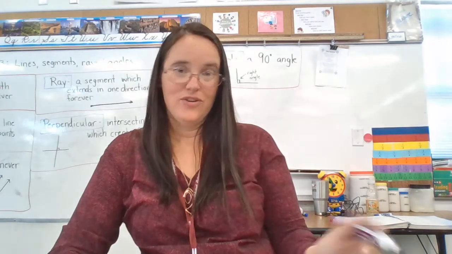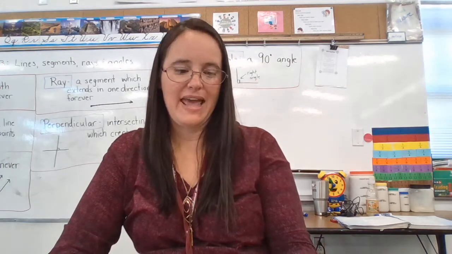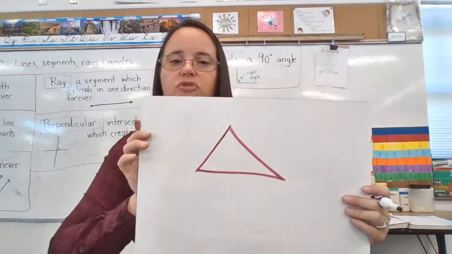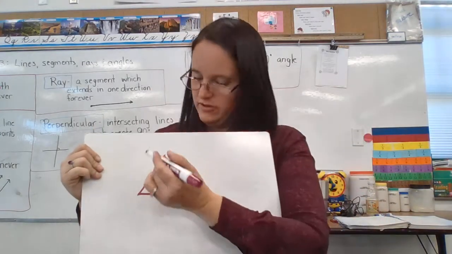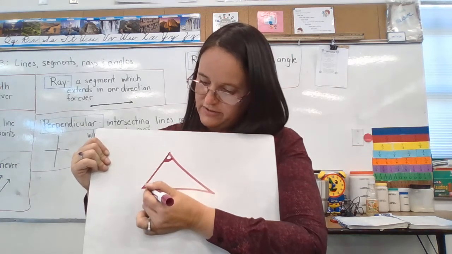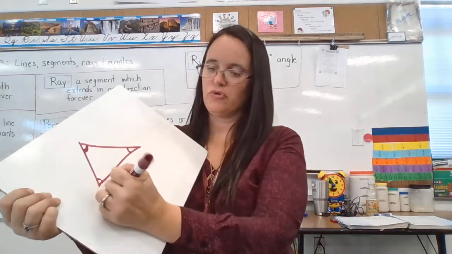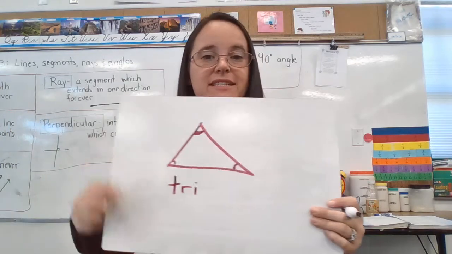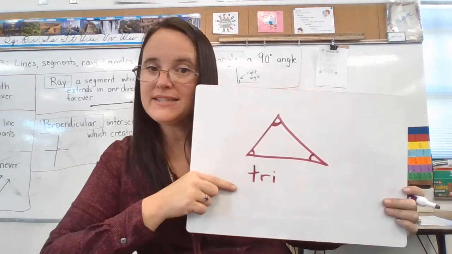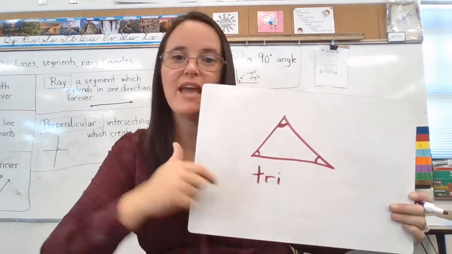A triangle. Any triangle has how many angles? Think about what an angle is and how many of them do you see on a triangle? So the angle is the space up here. So there's 1, there's 2, there's 3. Did you know tri means 3, as in tricycle has 3 wheels? Triplets are 3 babies. Triangle means 1, 2, 3 angles.